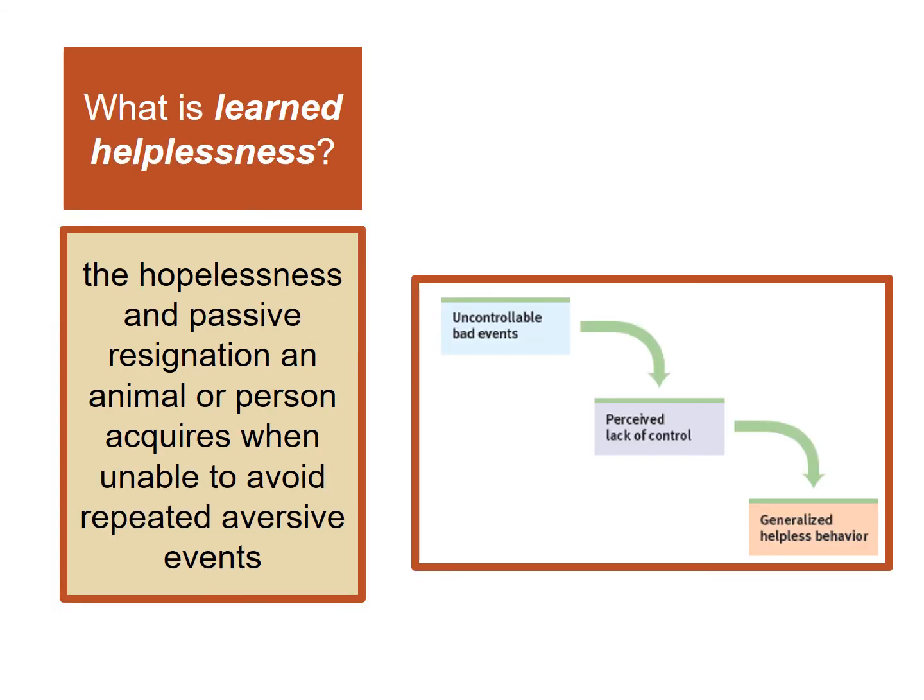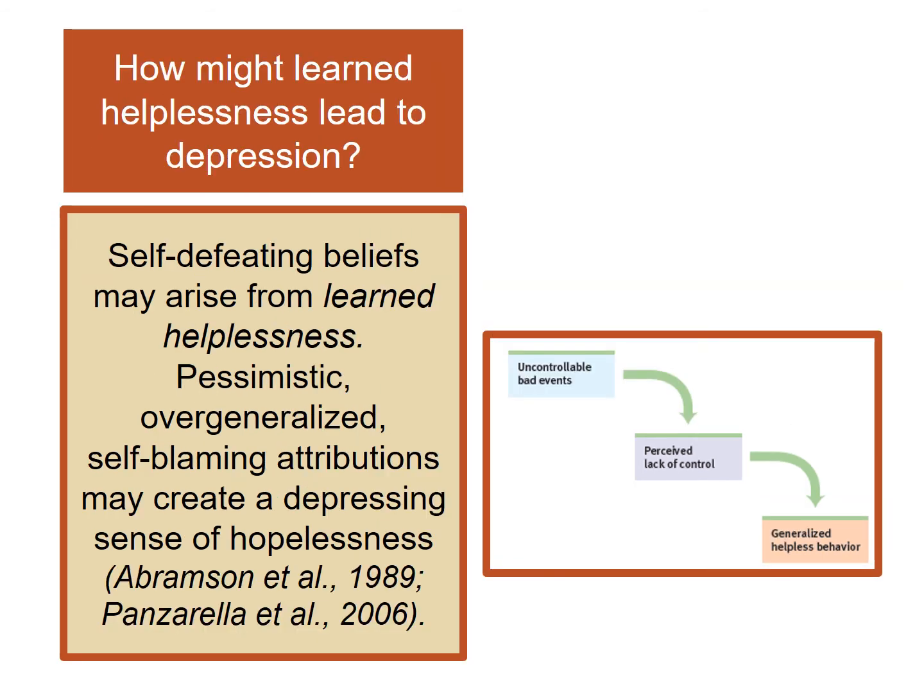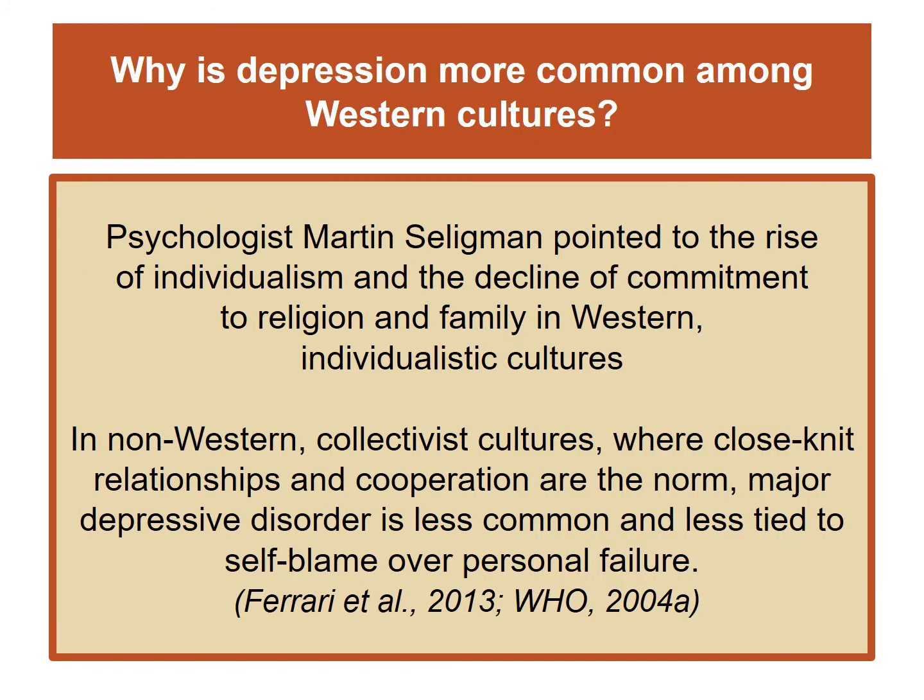What is learned helplessness? It's the hopelessness and passive resignation an animal or person acquires when unable to avoid repeated aversive events. So: uncontrollable bad event, perceived lack of control, generalized helpless behavior. How might learned helplessness lead to depression? Self-defeating beliefs may arise from learned helplessness. Pessimistic, overgeneralized, self-blaming attributions may create a depressing sense of hopelessness.